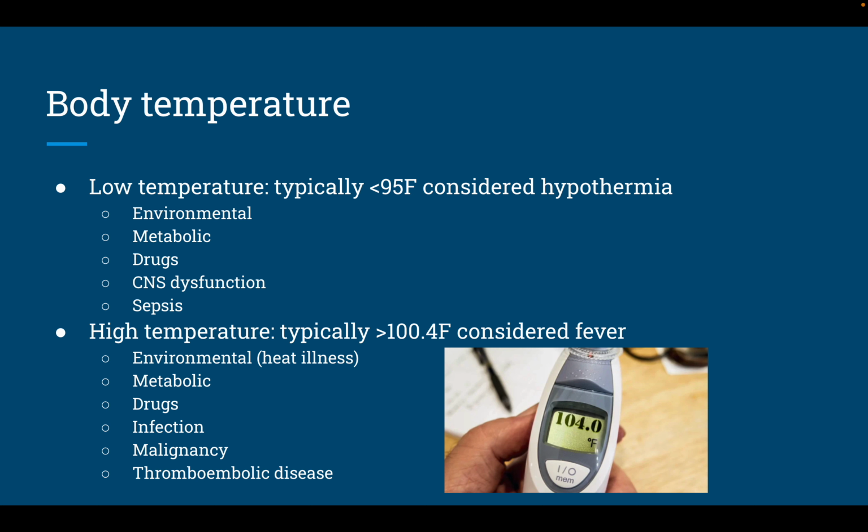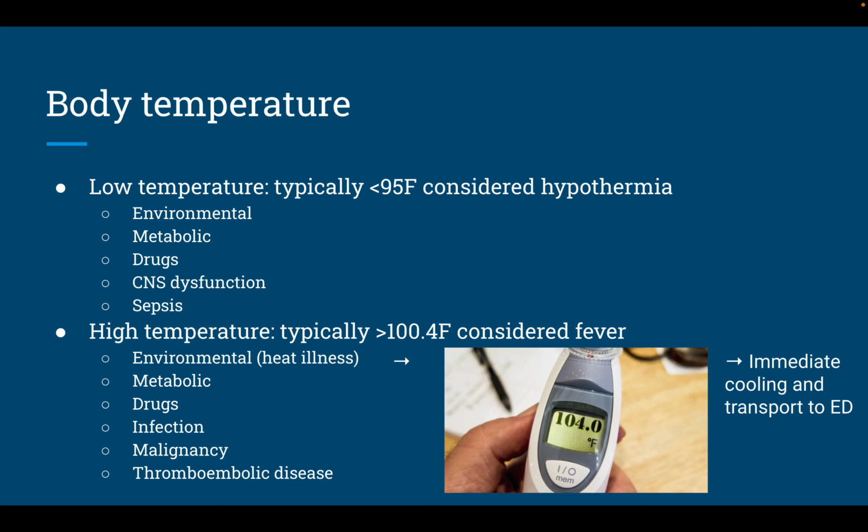And then on the other end of the spectrum, you have high temperatures, typically considering fever over 100.4 Fahrenheit. And again, you might see environmental causes for this in very hot, humid environments. When you're suspecting heat illness, this is where you might check that rectal temperature, find it to be over 104, and that's a patient who needs immediate cooling and transport to the emergency department for further management there for heat stroke, which can be very dangerous.